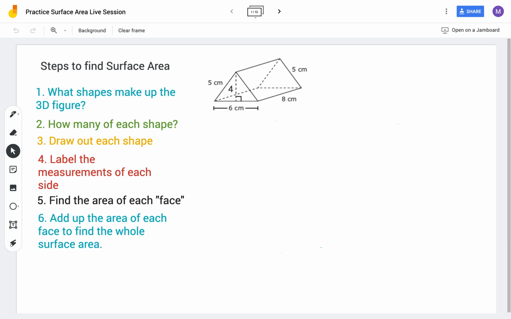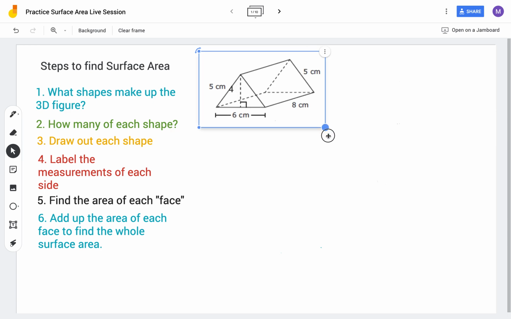So, steps to find surface area. I know I did this in another live session, but I want to break it down a little bit differently to help you. When you look at these 3D shapes, I know we were talking about making a net, that shape that has all the pieces together. It's great if you can do that, and I want you to try. However, I really struggled with that as a student. But what helped me was I could look at this shape and see as a whole what shapes make it up.